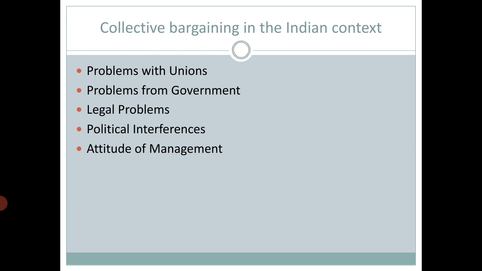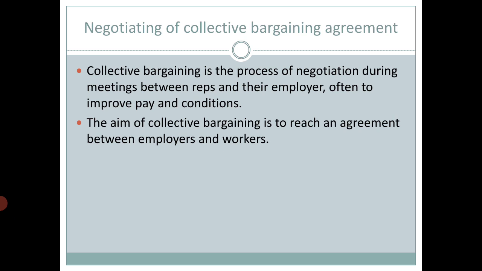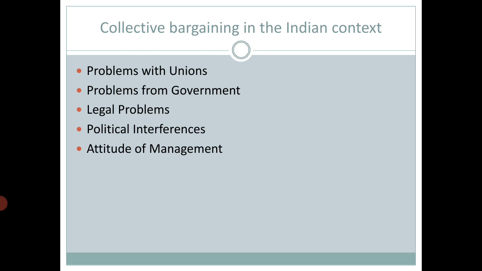Vandana Pai. In today's lecture of the course Diploma in Human Resources, paper number 1, Management of Industrial Relations, we will be discussing collective bargaining in the Indian context, as well as negotiating a collective bargaining agreement. Okay, so what is collective bargaining?